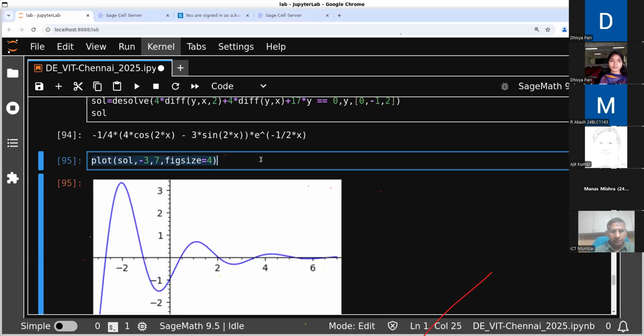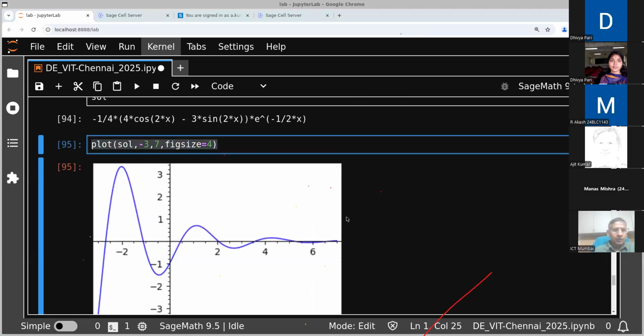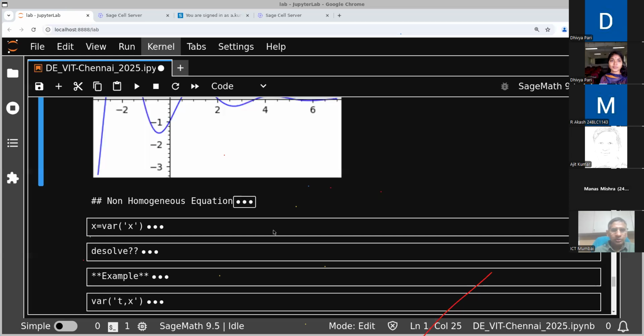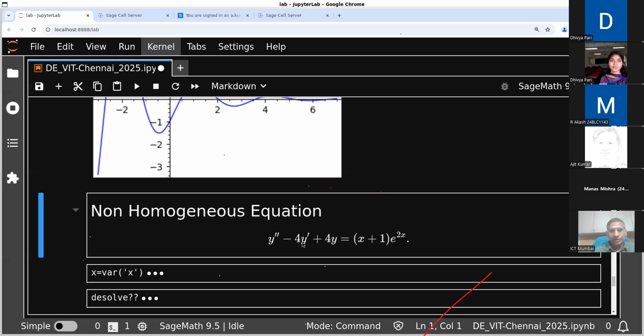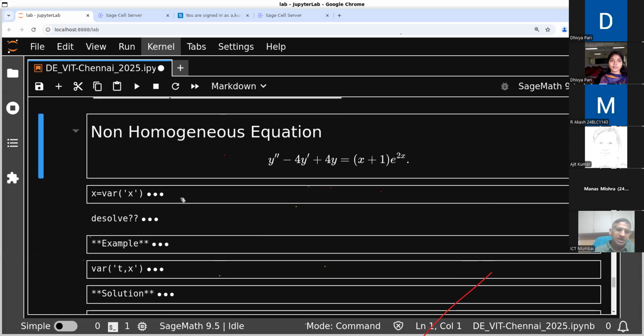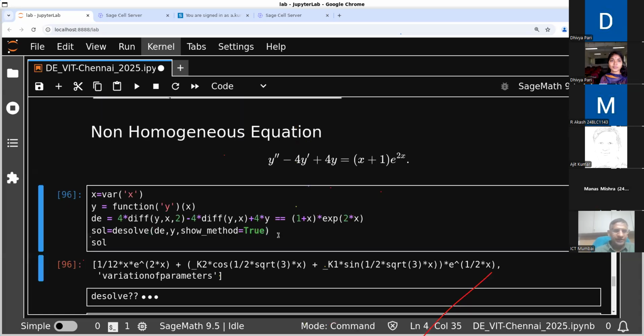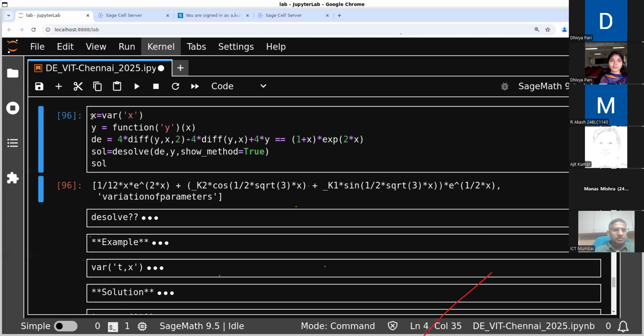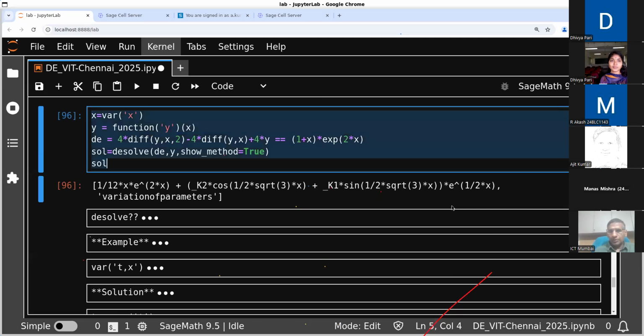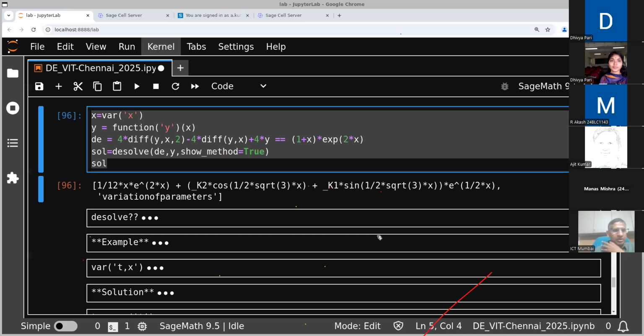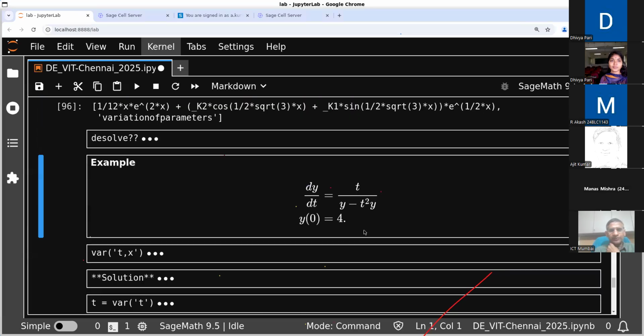Okay. And then, even if you have a non-homogeneous equation like y double dash plus 4y dash plus 4y is equal to 1 plus x e power x, that also you can solve using the same way, right? But not always can you actually solve.